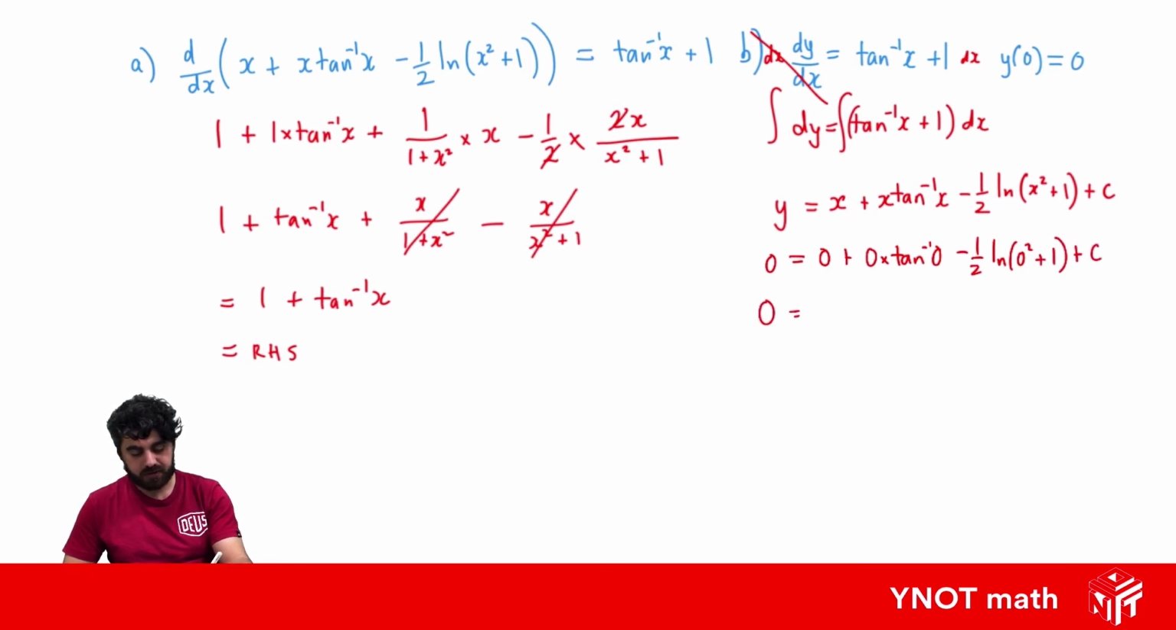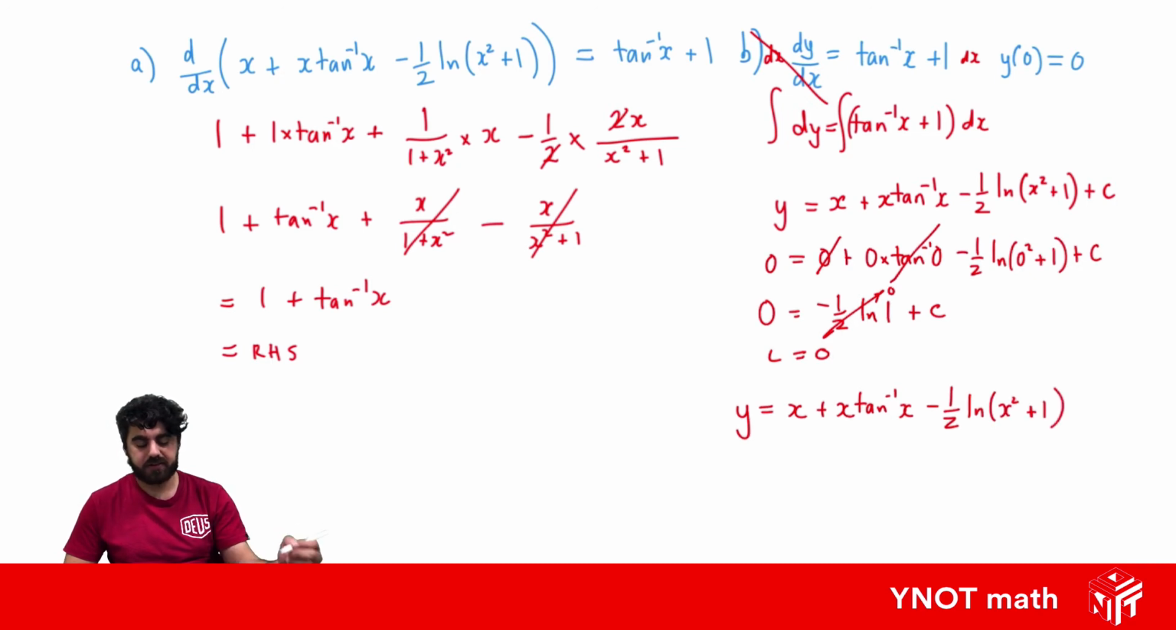So we just get 0 equals, well, that's 0. 0 times this is 0. Then we get minus a half of ln of 0 squared is 0, plus 1 is 1. And ln of 1 is 0. So we just get c equals 0. So the solution to the differential equation becomes y equals x plus x tan inverse x minus a half ln of x squared plus 1 as the solution to the differential equation.